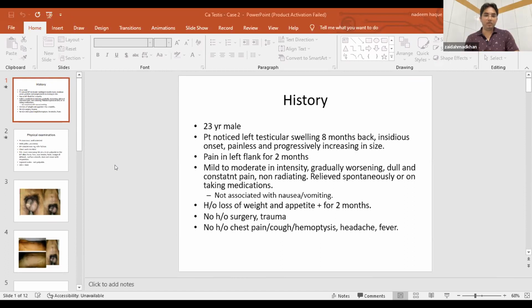So in view of our differentials, we have been asking all these histories, and associated there has been left flank pain. So somewhere we are thinking in terms of maybe a testicular tumor with a retroperitoneal lymph node, or an epididymo-orchitis with a referred pain to the left inguinal region, which the patient is mimicking as a flank pain. With respect to that, we are asking all these histories, and this history of weight loss and appetite loss makes us look more towards malignancy. That is why we are trying to derive history pertinent to malignancy.